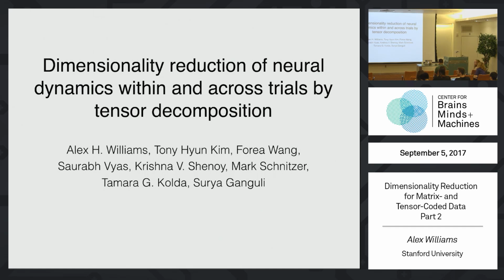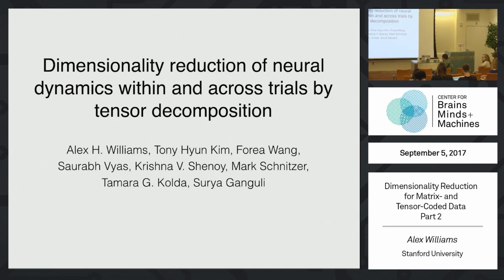All right, so this is going to be a bit of a maybe abrupt transition from matrices to higher order tensors, and also to a bit more of, I guess, a neuroscience-focused research talk rather than a general-purpose pedagogical talk.